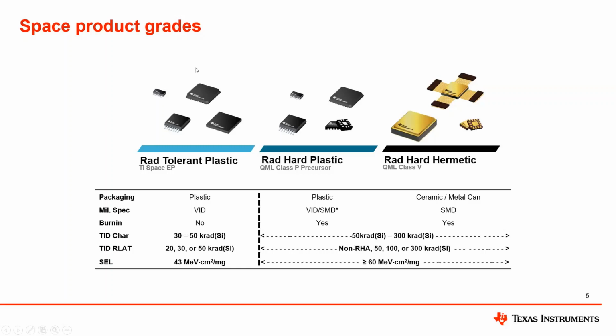And really, what this is geared for is low Earth orbit, some mid-Earth orbit type of satellites, or constellation satellites. This offers a more cost-effective alternative rather than trying to use a lot of the rad-hard hermetic devices. So again, with decreasing launch cost and tighter spaces, this is certainly a viable solution from both a cost and board space perspective.